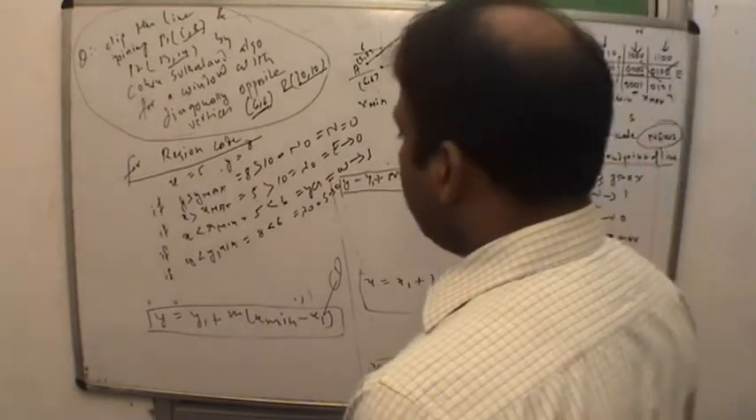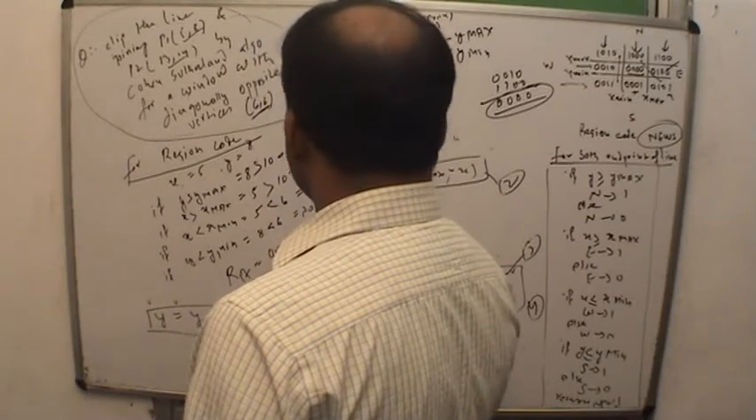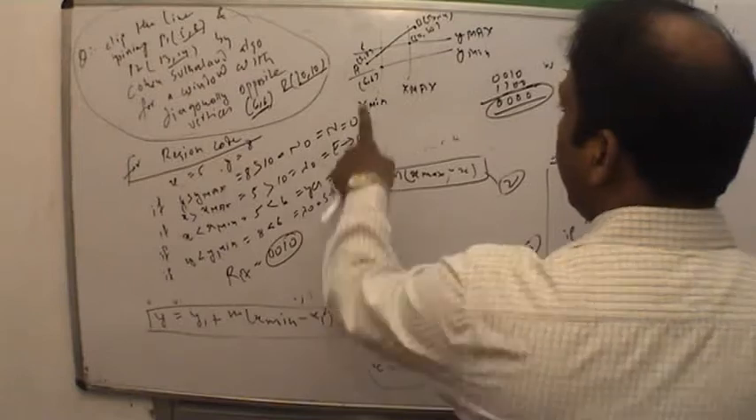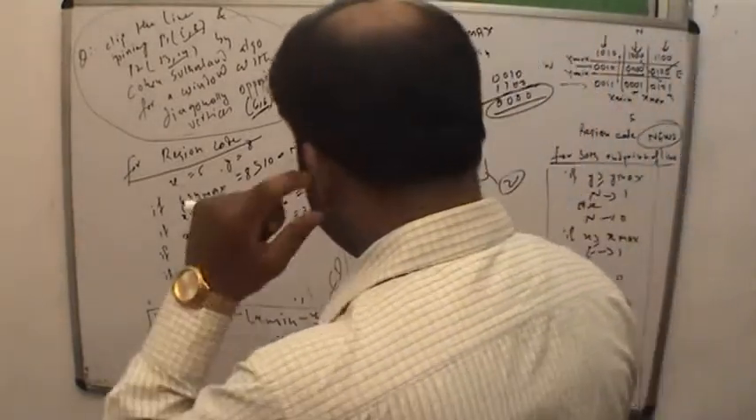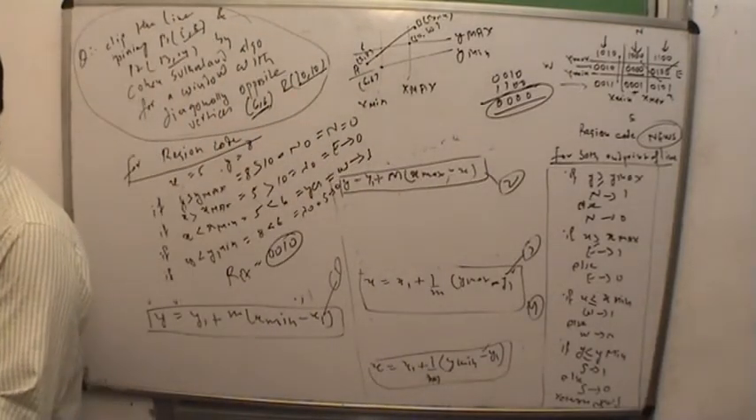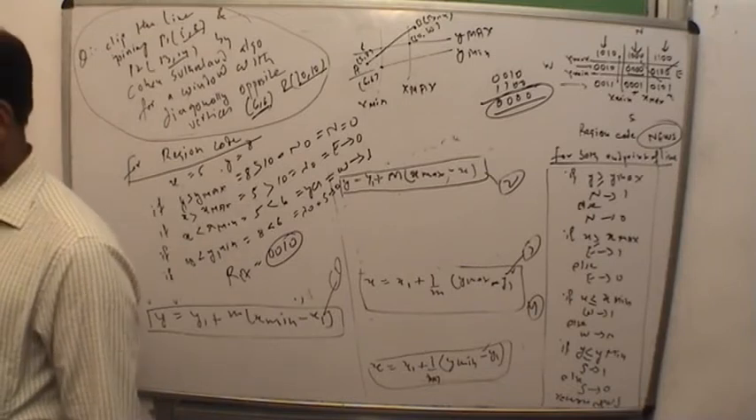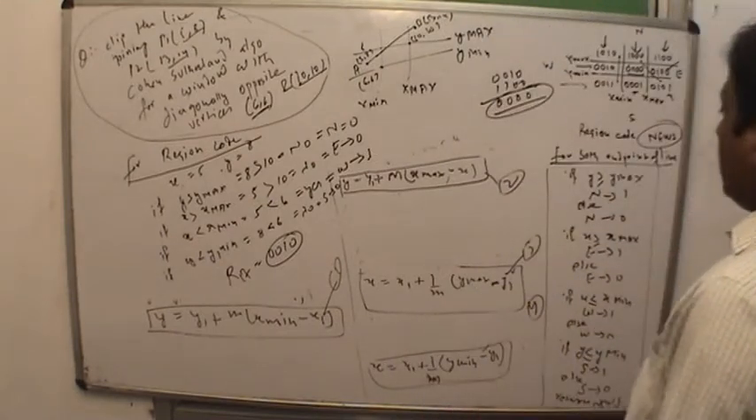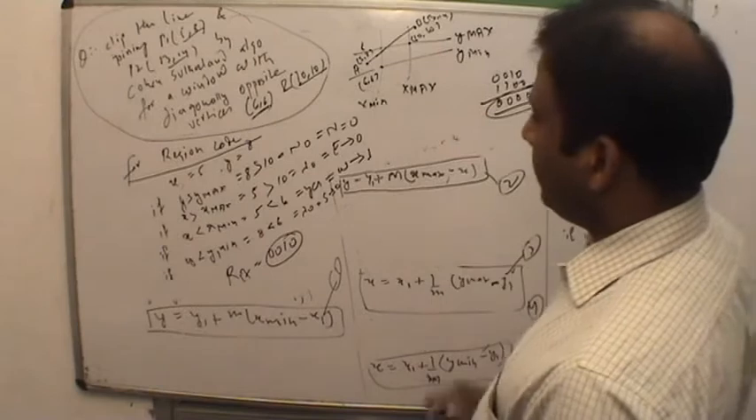So we get the region code of A is 0010. You see, the region code of A is 0010. Now you find out the region code of B.